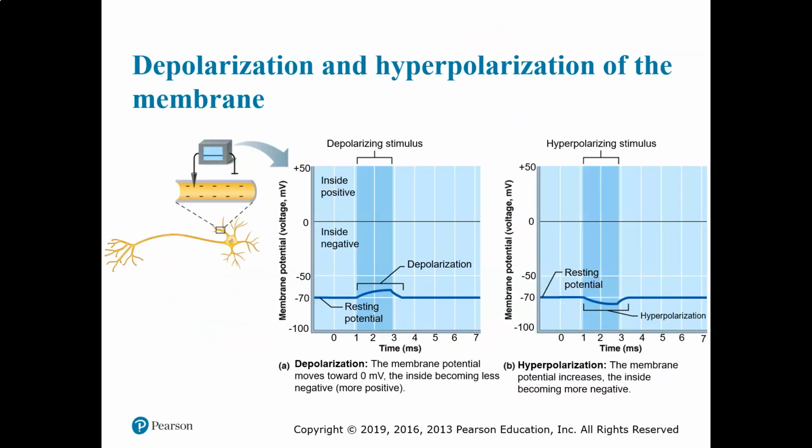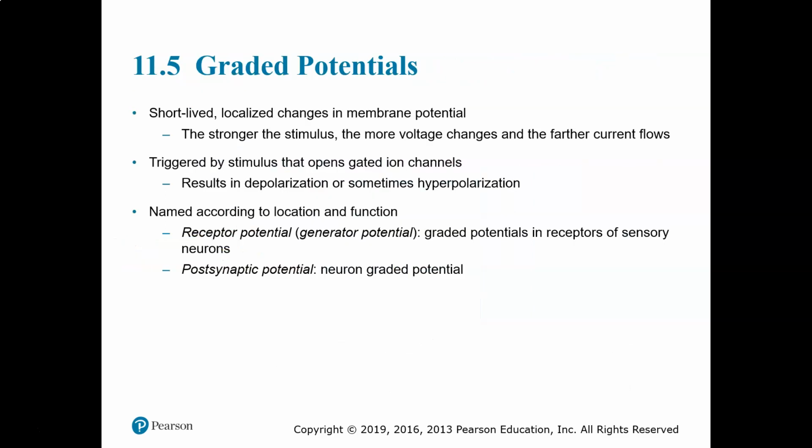And this is a little graph that shows you depolarization means that -70 is going to become less negative. And again, that happens when positive ions come into the cell. Hyperpolarization means that the resting potential is going to become more negative, and that is when positive ions leave the cell. Graded potentials are short and they're localized. You only have graded potentials along the dendrites and the cell body.